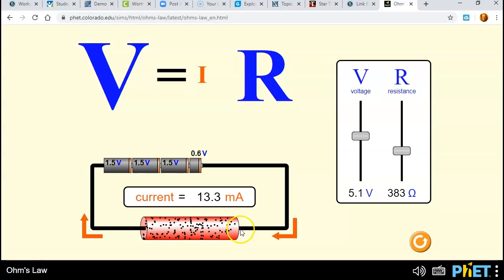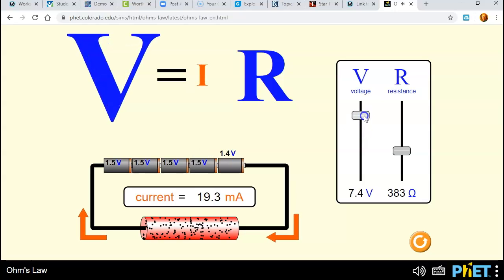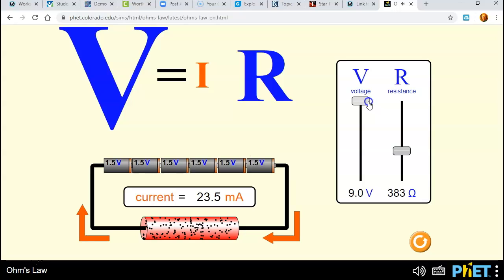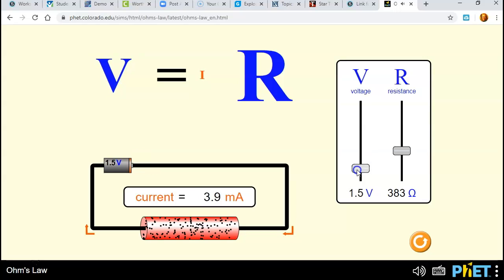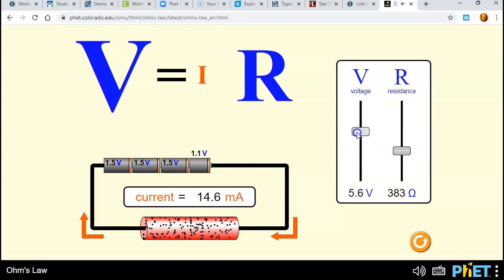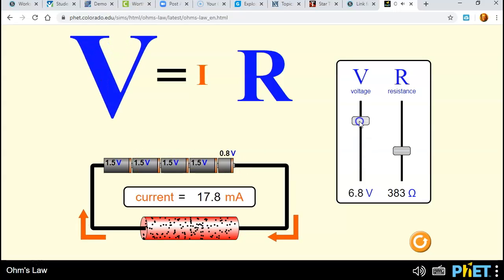So here we have a circuit, and you can see the batteries up here. If I increase the voltage, so add more batteries, you can see that as I do that, the current, so the amount of electricity going through the wire, also increases. If I take some batteries away, the current goes down. So voltage and current are related. If one goes up, the other goes up too. That's called a direct relationship.